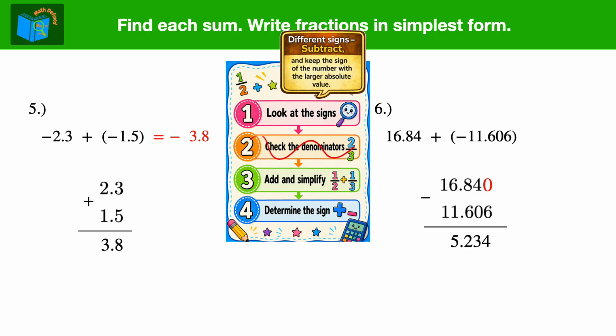To determine the sign, we'll compare. 16 and 84 hundredths is greater than the absolute value of negative 11 and 606 thousandths. So the answer is positive 5 and 234 thousandths.